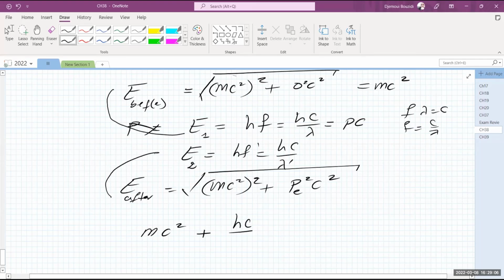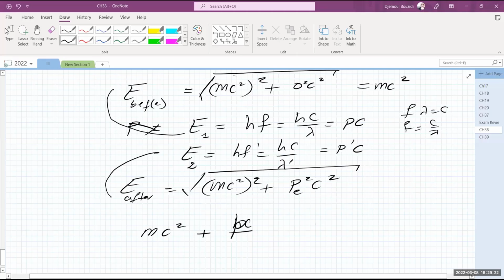Because P is h over lambda, where P is the momentum before, but not as a vector because the energy is scalar. The same thing in here, I can write this one as P prime C. We can write this expression in terms of momenta.